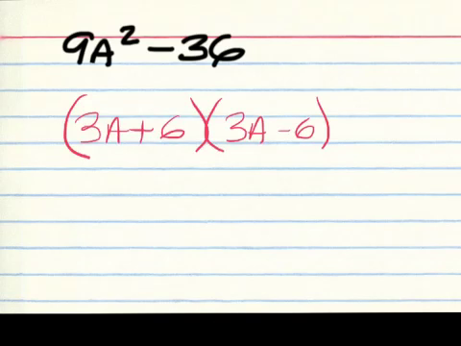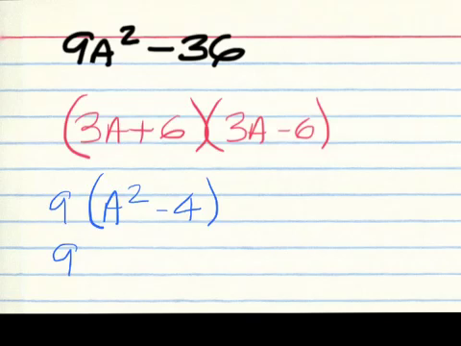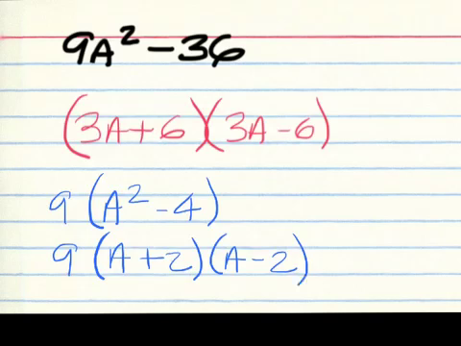If you try to do this another way, you can factor out a 9 and be left with a squared minus 4. If you do that, you have 9 times a plus 2 and then a minus 2. That is also an answer.